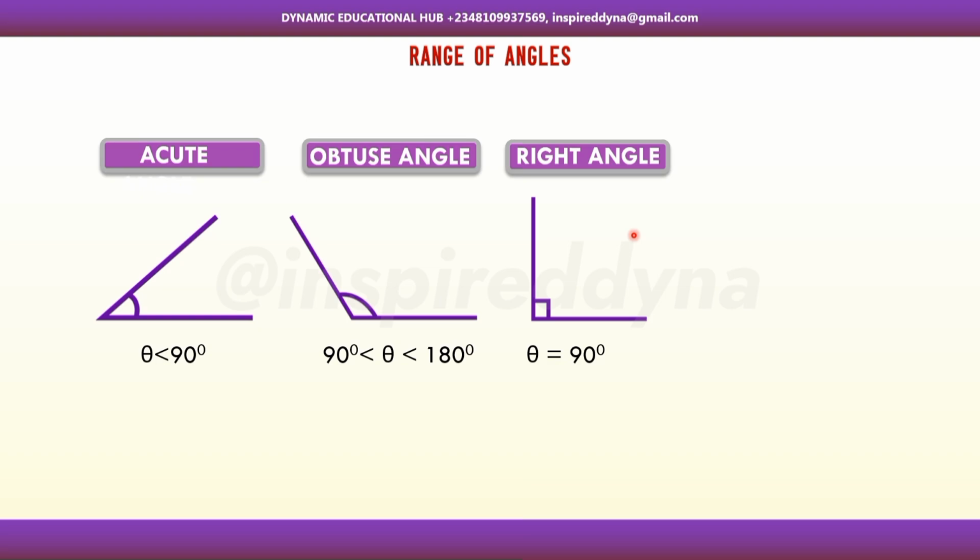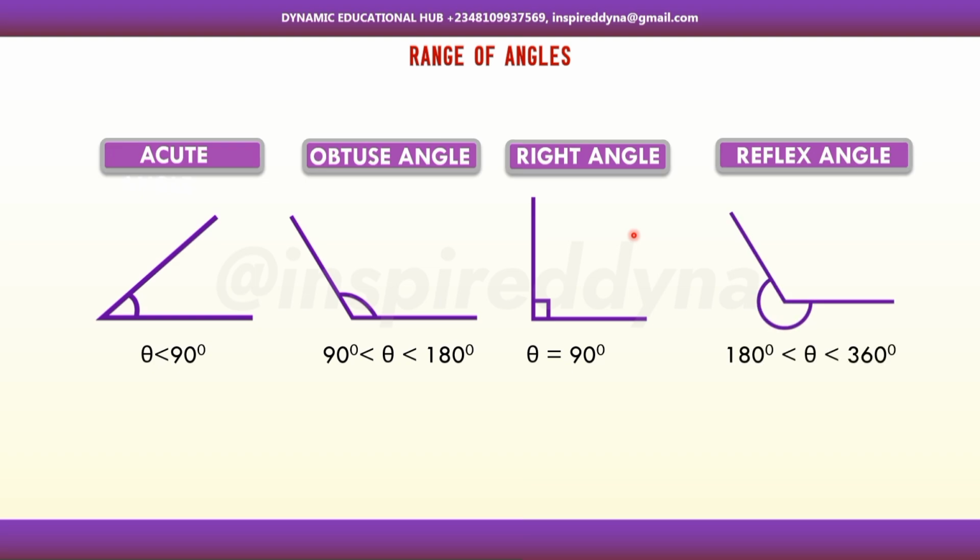So which means one angle is 90 degrees. So lastly, we have reflex angle. For reflex angle, this angle is in between 180 and 360. Any angle that is greater than 180 becomes a reflex angle.